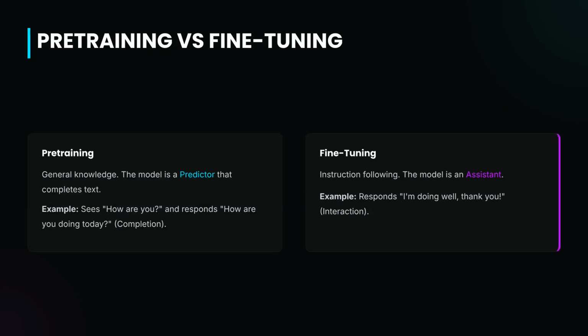There's a difference between pre-training and fine-tuning. Pre-training gives general knowledge. The model is a predictor that completes text. Fine-tuning focuses on instruction following, making the model an assistant. For example, pre-training yields a completion, while fine-tuning yields an interactive response.